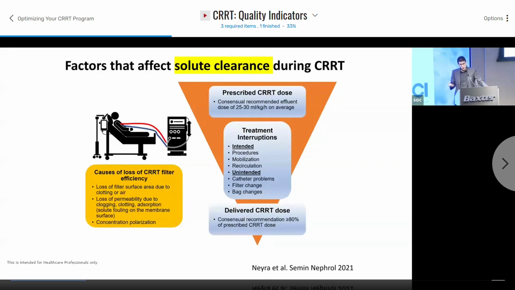Also, the characteristics of the filter, we lose efficiency, loss of filter surface area due to clotting or air, loss of permeability due to clogging, clotting, absorption, and concentration polarization, right? So your filter, when it's brand new, is not the same in terms of efficiency 3 days later, right? And you should try to maximize its use up to 3 days, if not more.